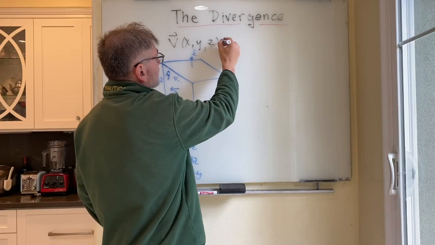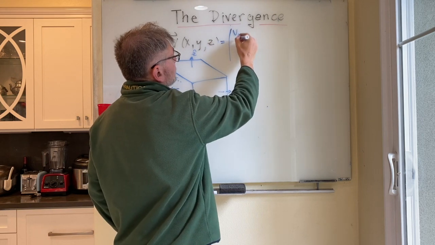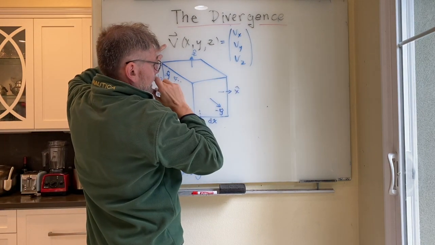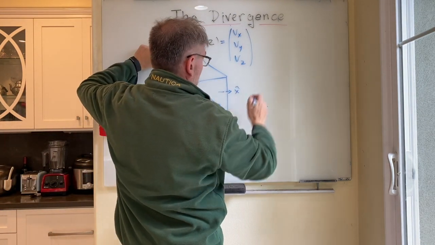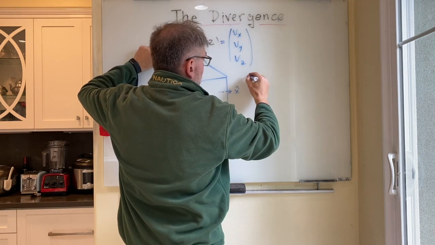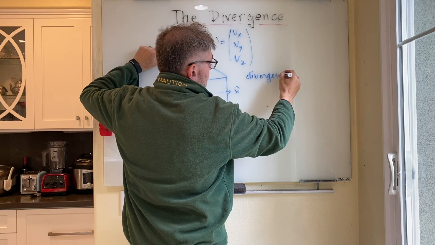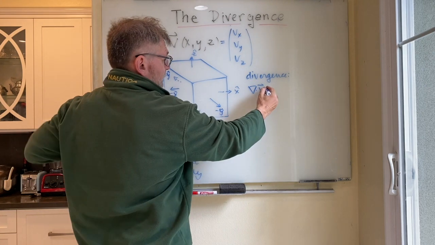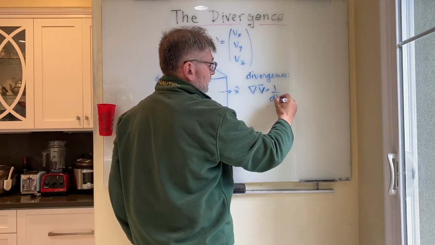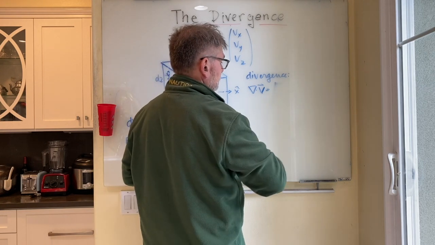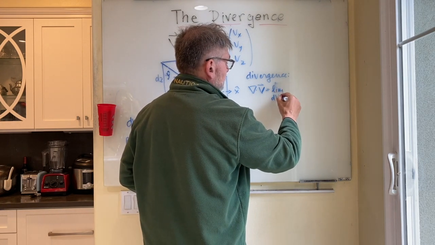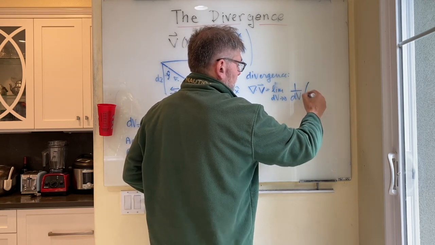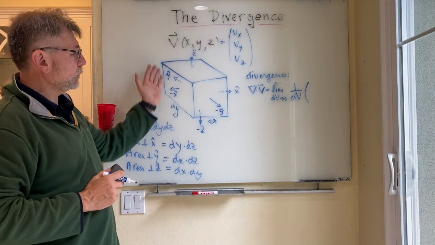So let me write down what the components of this are. This is going to be vx, vy, and vz. So these are the 3 components of the vector v. And now the divergence, which we write as div dot v. That's how we write the divergence, and that's equal to the limit as delta V goes to 0 of 1 over delta V times the outward flux through the box.